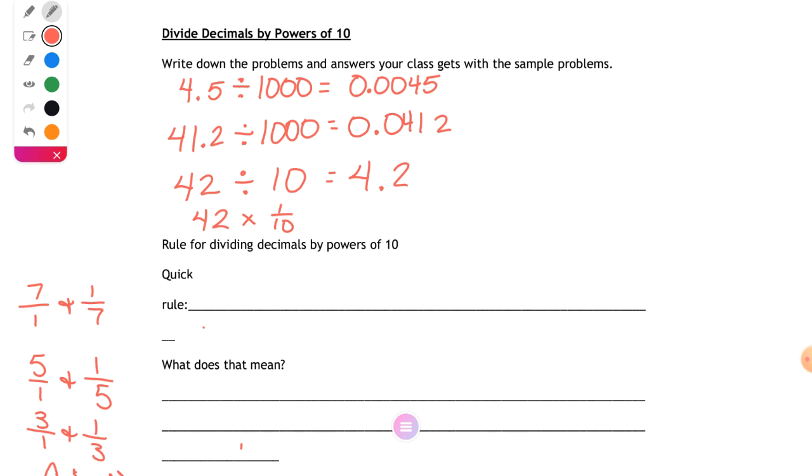So what I'm showing you here is that if I take 42 times 1/10 and typed it into a calculator, I would get 4.2. I want you to write that down. That's an important piece today, and it'll also be very important when we divide fractions.